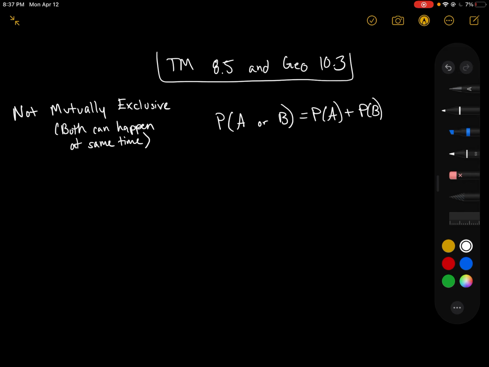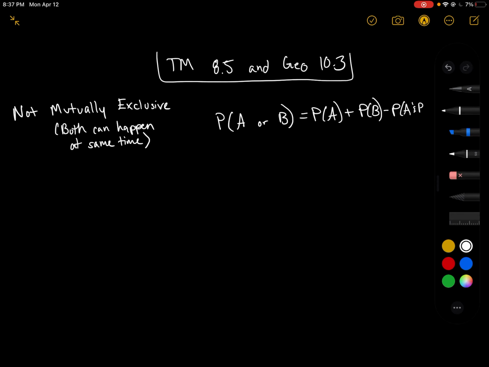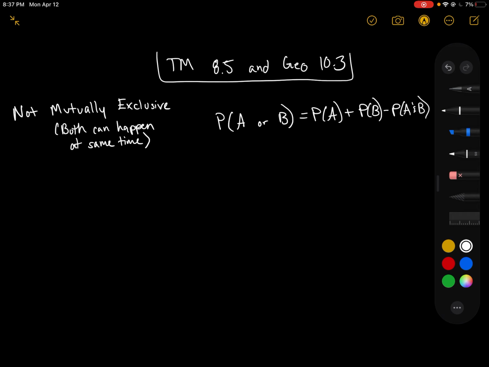So in this case, the probability of A or B, so either of them happening, is the probability of A plus the probability of B minus the probability of both A and B happening at the same time. So that's definition number one.